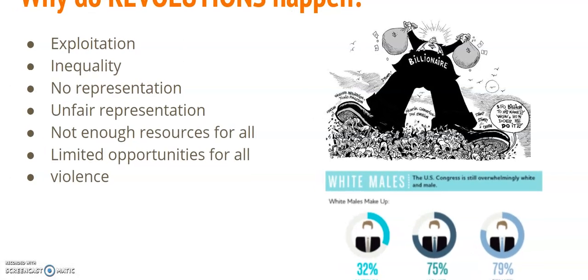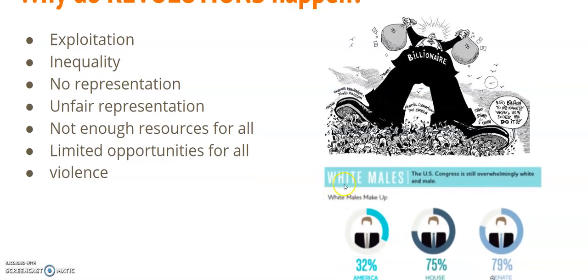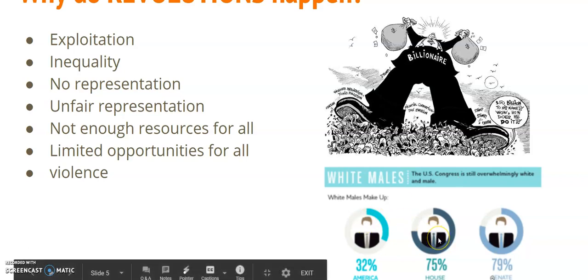Let me move my screen. Okay, so as you can see here, white males, males meaning men, make up the overwhelming majority in Congress. The U.S. Congress is the legislative branch of the government. They are the people that create the laws. So the people that create the laws are mostly white men. White men are only 32% of Americans. However, they make up 75% of the House of Representatives, and they make up 79% of the Senate.